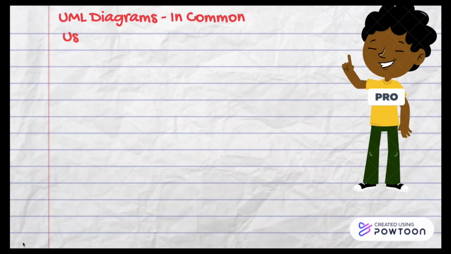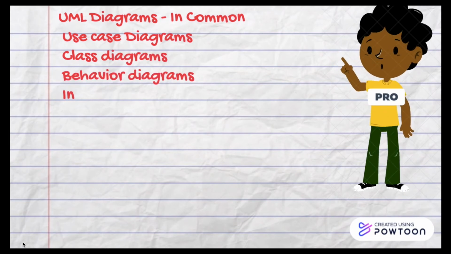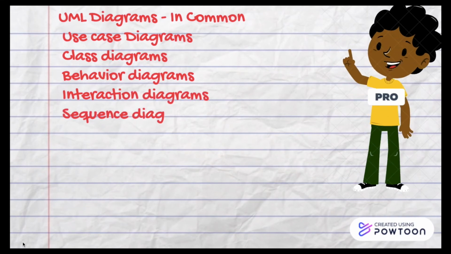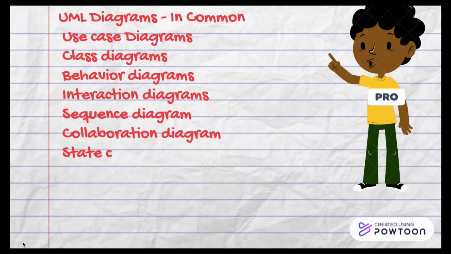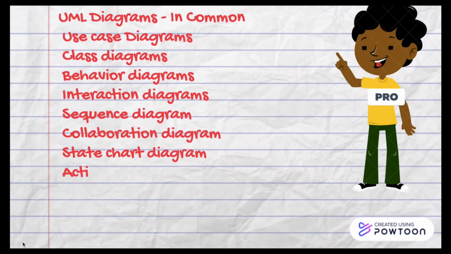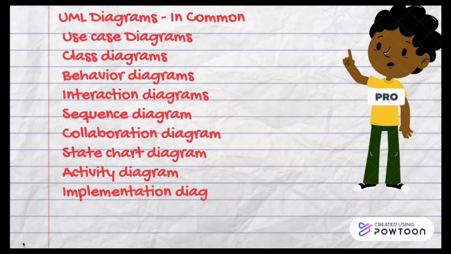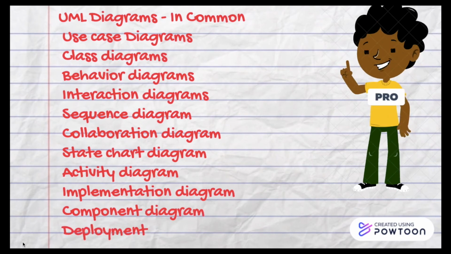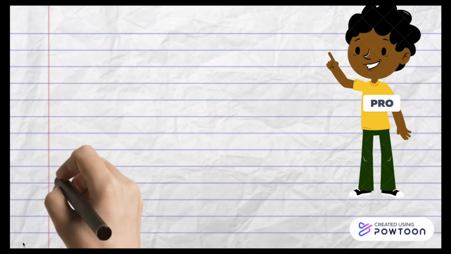Now we switch to the UML diagrams. What are the diagrams that come under UML diagrams? There is a variety of UML diagrams, but some basic diagrams have to be known and familiar to us: use case, class diagram, behavioral interaction, sequence diagram, collaboration diagram, state chart diagram, followed by activity diagram, implementation diagram, component diagrams, and deployment diagrams.